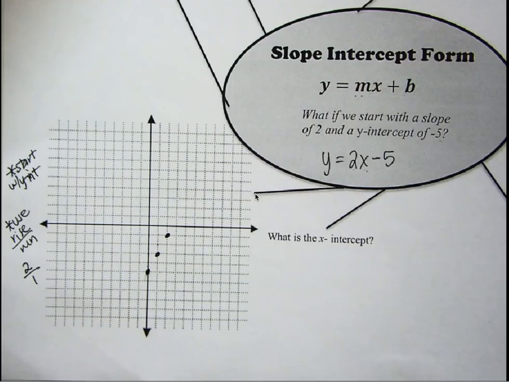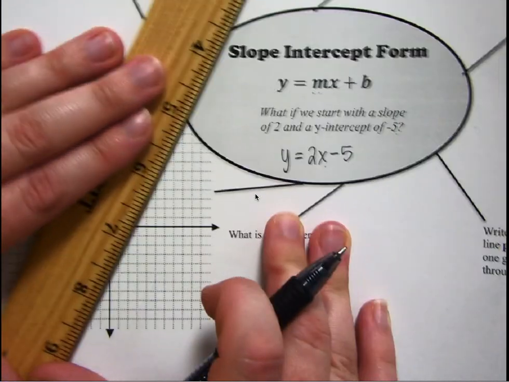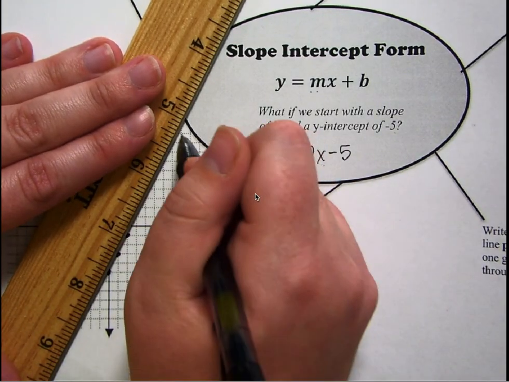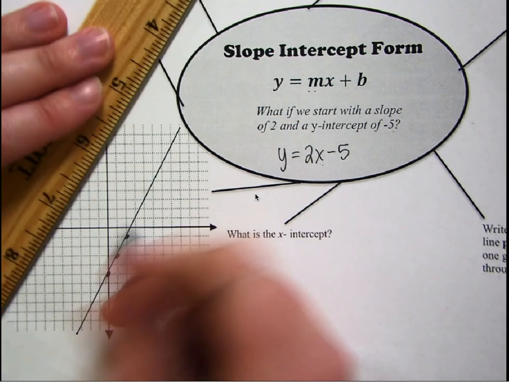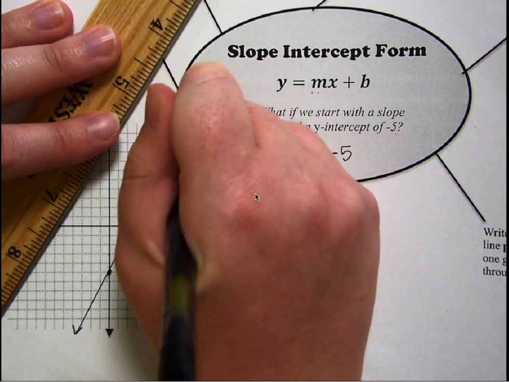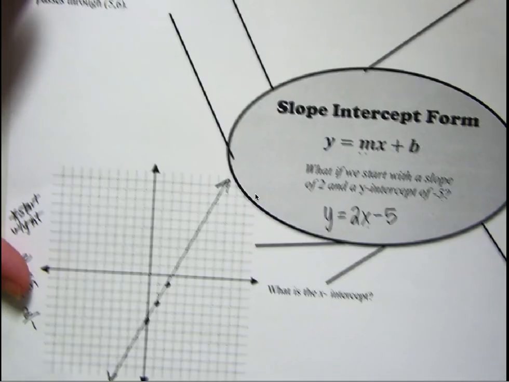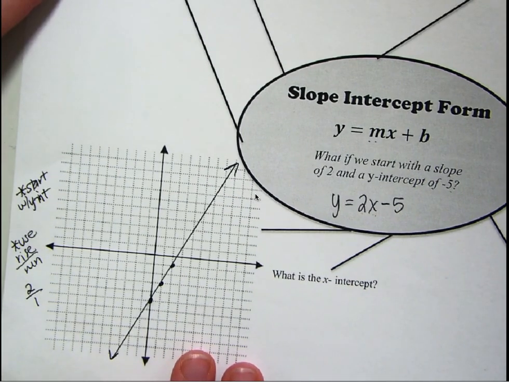After you get a few points, try and do more than 2. Technically, you only need 2, but just to play it safe, do at least 3 or 4. Okay. So that would be the graph of our line.